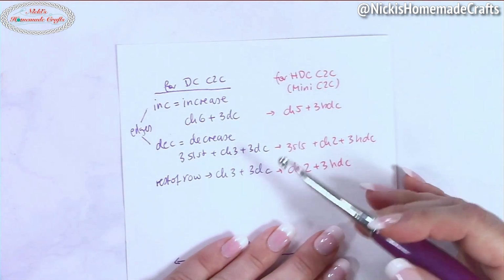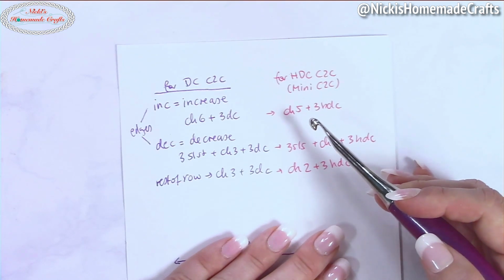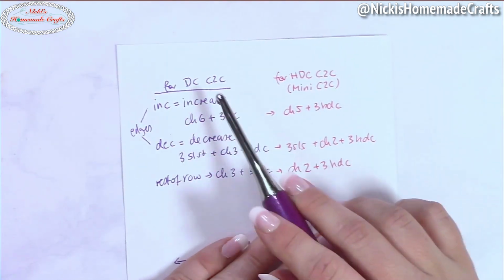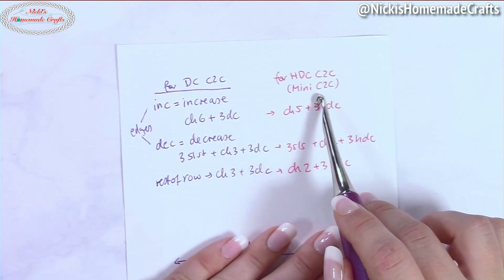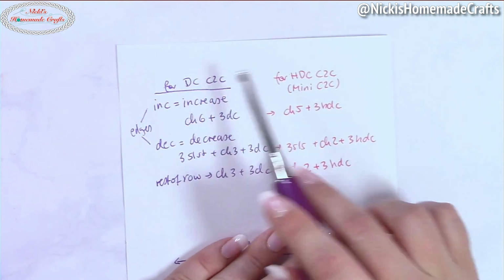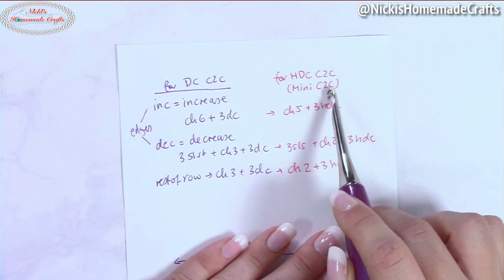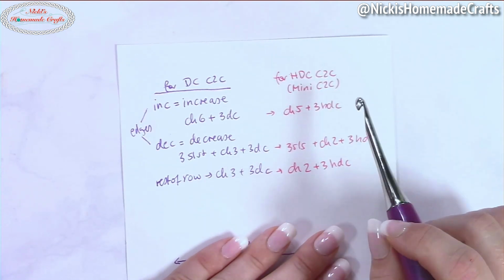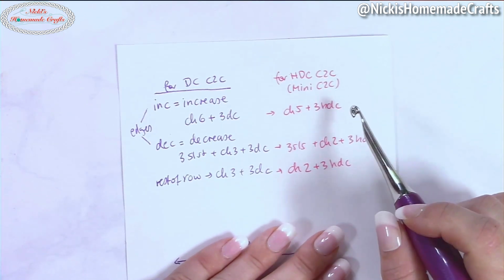So first of all, corner to corner is a box stitch that is done from one corner to another corner, and it is done typically in these two different forms, which is a double crochet version as well as a half double crochet version. The half double crochet version is also known as mini corner to corner because the little pixels or squares or box stitches are much smaller.